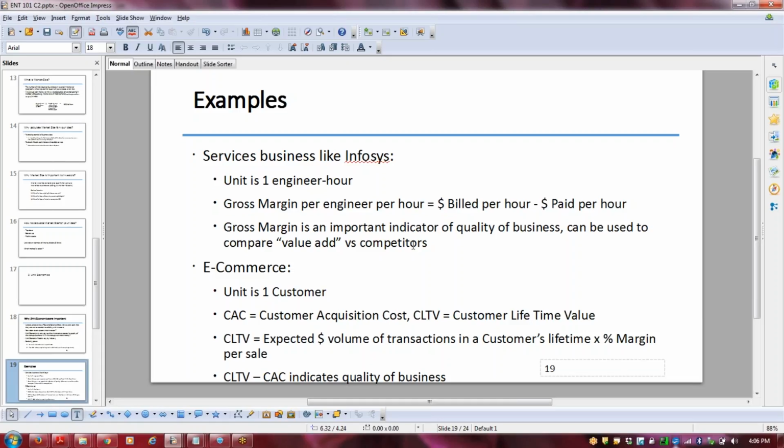So how do they come up with the unit economics? They say that this is the amount being paid to an engineer per hour. This is the total cost of the engineer per hour, and this is the money that the engineer brings in per hour. So doing all this calculation, they'll be able to project: this is our unit economics. Similarly, in the case of e-commerce, the unit is one customer.